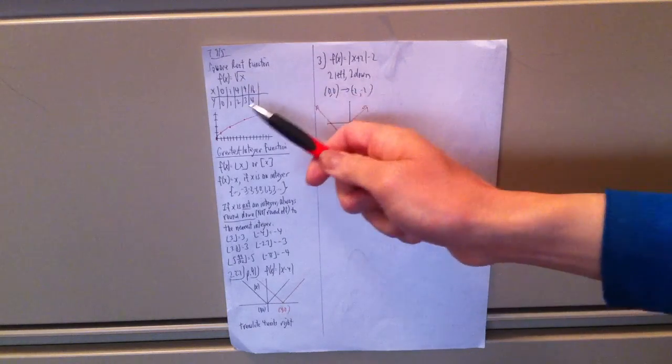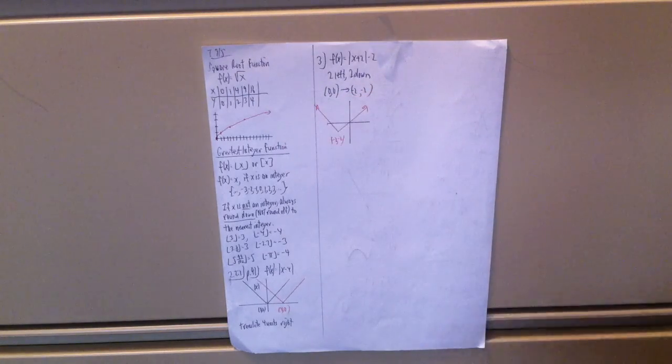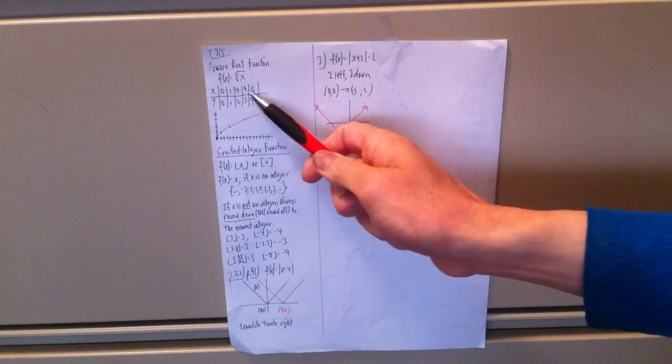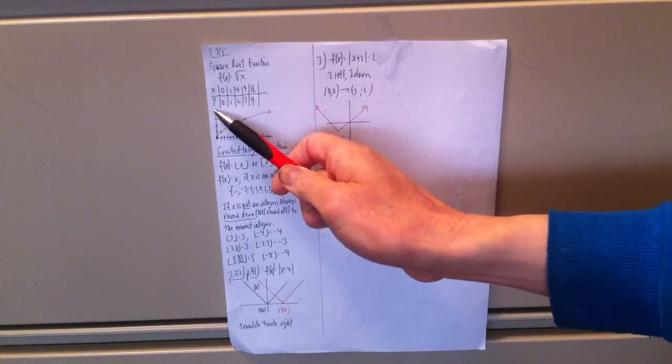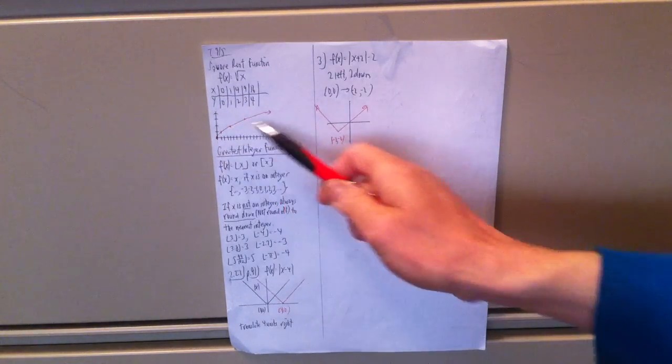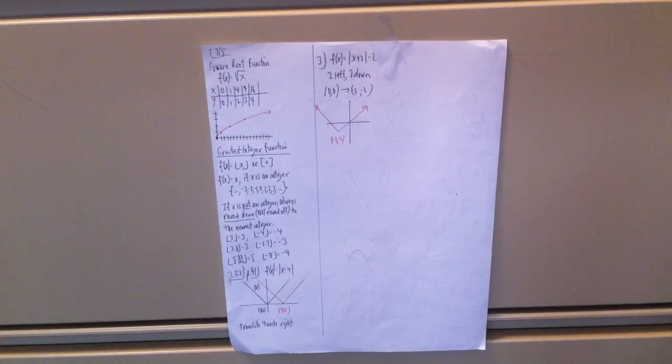So again, the square root function, f of x equals square root of x. I plugged in 0, 1, 4, 9, 16 because they have nice square roots: 0, 1, 2, 3, 4. This is what the graph looks like.